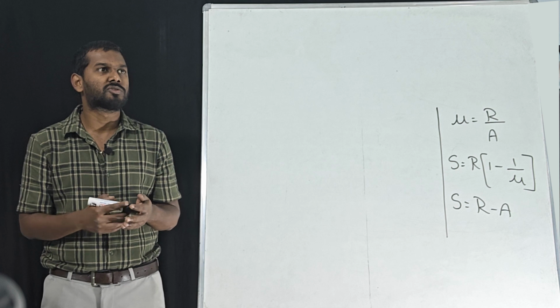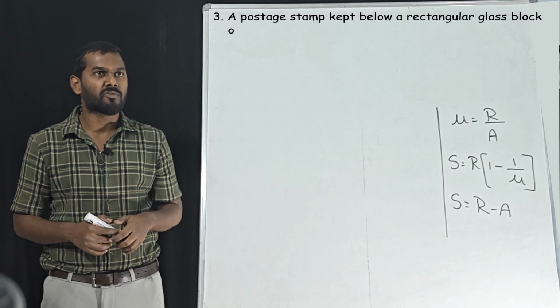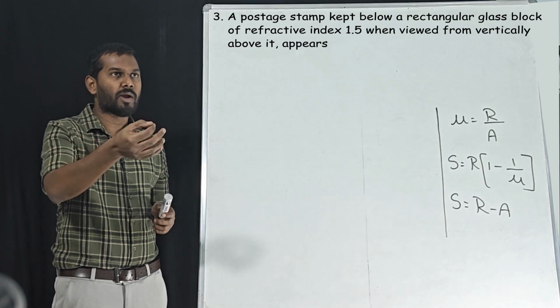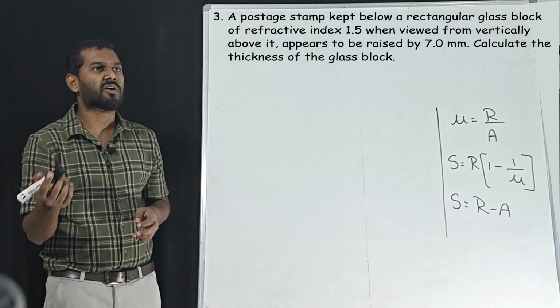That's it. Our last question: a postage stamp kept below a rectangular glass block of refractive index 1.5, when viewed from vertically above, appears to be raised by 7 mm. Calculate the thickness of the glass slab.